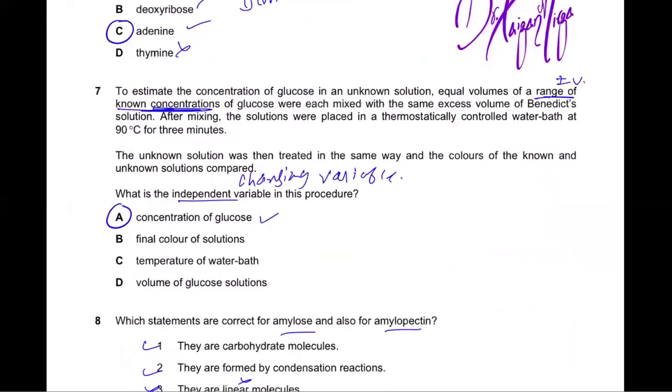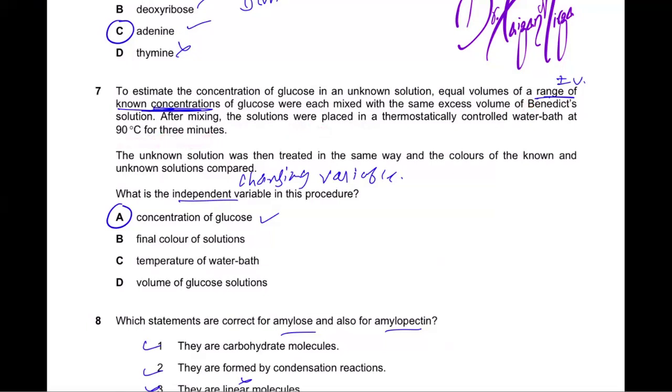To estimate the concentration of glucose in an unknown solution, equal volumes of a range of known concentrations of glucose were put in each test tube. Now, if this is a range of known glucose concentrations, it means this is their independent variable. These were each mixed with the same excess volume of Benedict's solution. After mixing, the solutions were placed in a thermostatically controlled water bath at 90 degrees Celsius for 3 minutes.